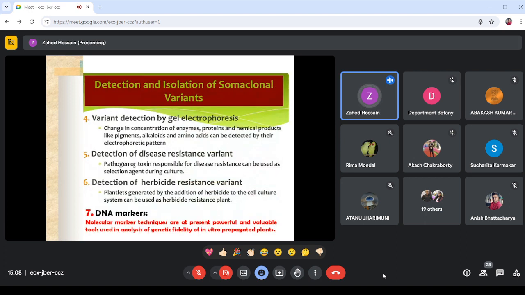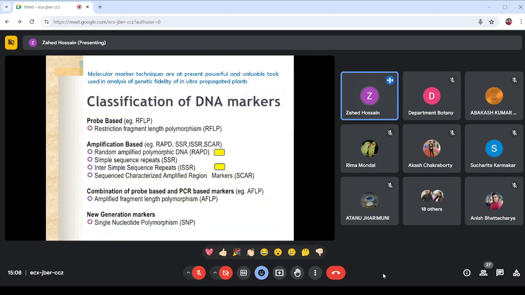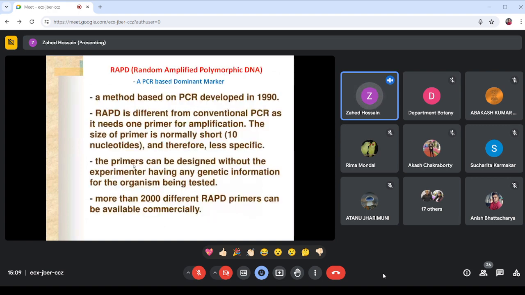So as I mentioned, there is a chance of somaclonal variation. Somaclonal variation, or the change at the genetic level, can be checked using different markers. DNA markers are a very powerful and sensitive technique. So this is the classification of DNA markers. Some are probe based, for example RFLP, restriction fragment length polymorphism. Some are amplification based, PCR based, like RAPD, SSR, ISSR. And some are combinations of PCR based and probe based, that is AFLP, amplified fragment length polymorphism. These are dominant or co-dominant markers. I'm not going into details.